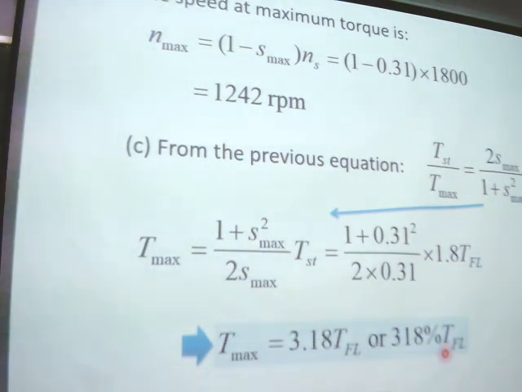So the T max is about three times the full-load torque. T max is 3.18 meters. So this is a simple example of how to calculate the maximum torque. If we don't know the parameters of the rotor and stator, R1, R2, X1, X2, we have another method, just this method, to calculate the values of the torque.